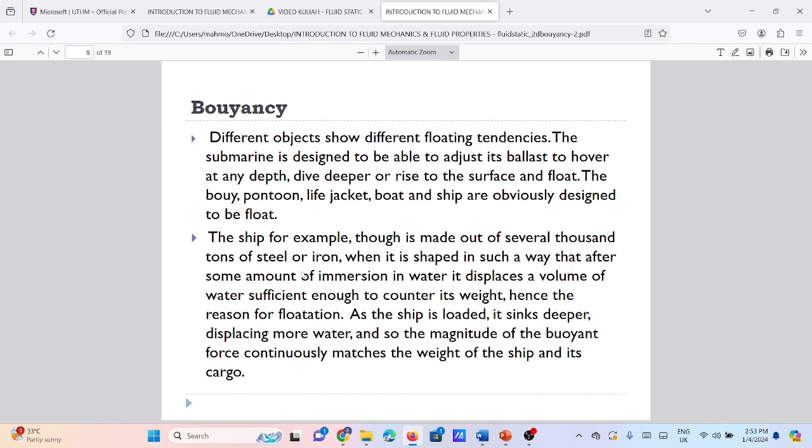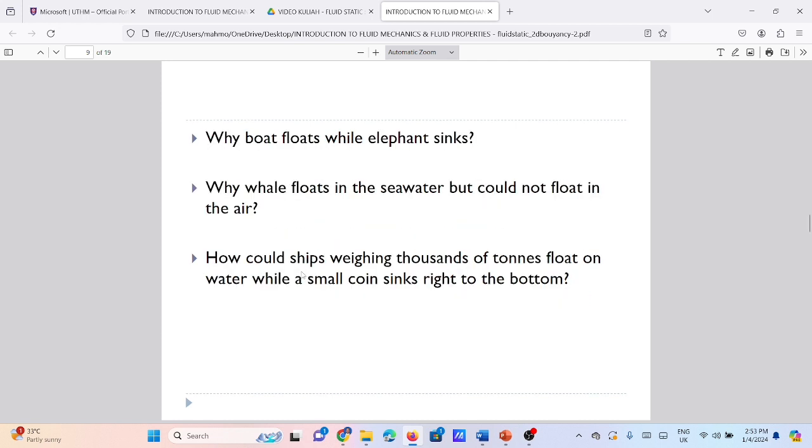The ship, for example, a tow is made out of several thousand tons of steel or iron. It is shaped in such a way that after some amount of immersion in water, it displaces a volume of water sufficient to counter its weight. Hence the reason for flotation. As the ship is loaded, it sinks deeper, displacing more water, and so the magnitude of the buoyant force continuously matches the weight of the ship and its cargo.